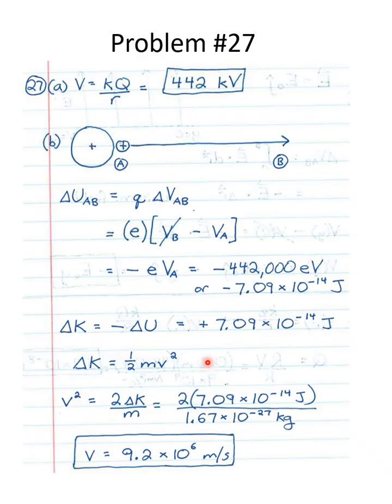And then we're going to solve for v. You can see the algebra I've gone through. v squared is 2 times the change in kinetic energy over mass. In the denominator is the mass of a proton. Plug those in, we get 9.2 times 10 to the 6th meters per second.